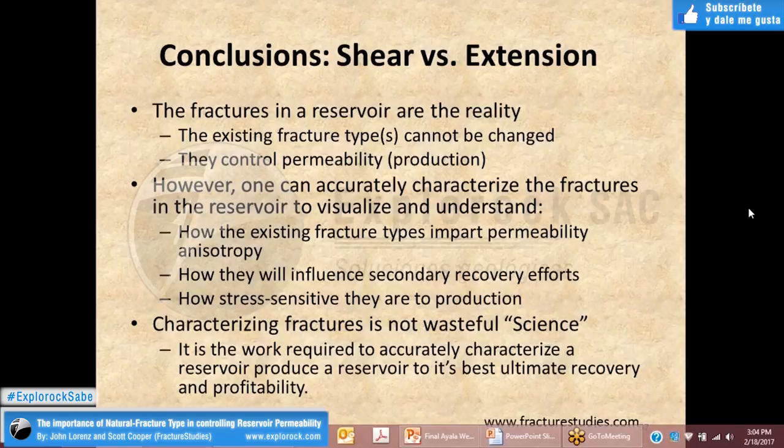Now, if you have shear fractures, which have much better interconnection, then you're going to have a difference in the interference between the different wells. So the communication between wells in shear fracture sets is not nearly as directionally controlled. You're more likely to get interference between wells in different orientations with shear fracture sets.